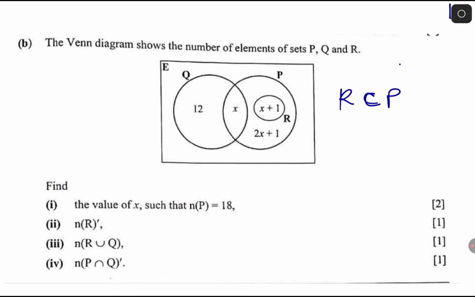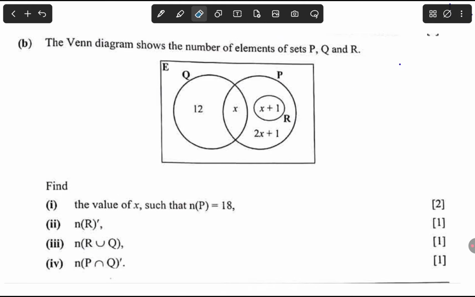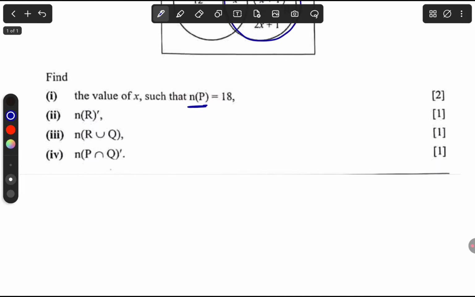The first one says, find the value of x such that the number of elements in P is equal to 18. So when you see n, then brackets, then the set itself, it means the number of elements in that particular set. So moving on, how do we find the value of x such that the number of elements in P, so the entire P here, is 18? All we are going to do is add all the elements in P, that includes set R, by the way, and let's say it equals 18. That shouldn't be a problem, right?